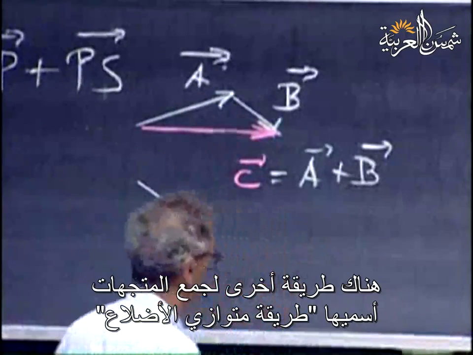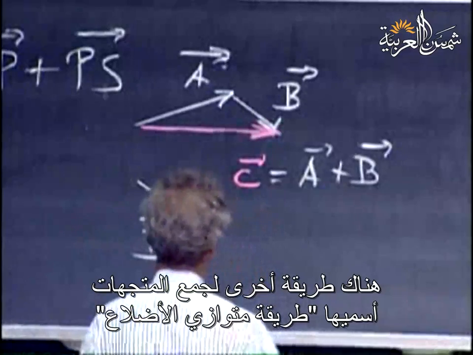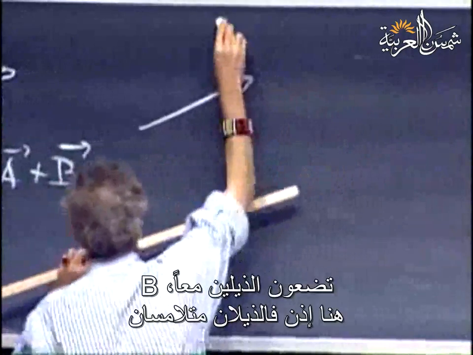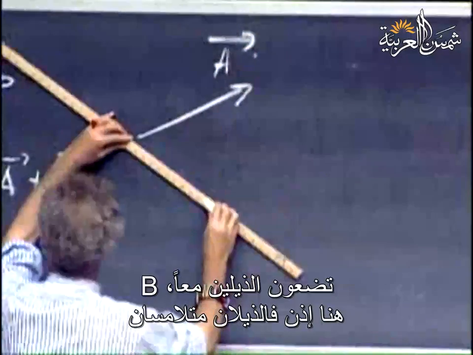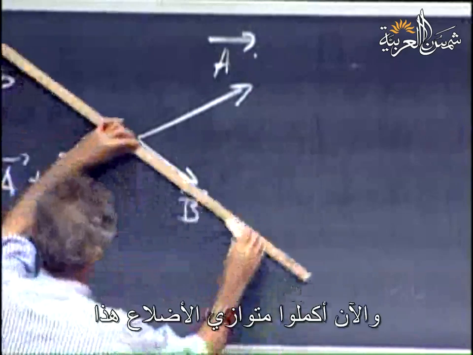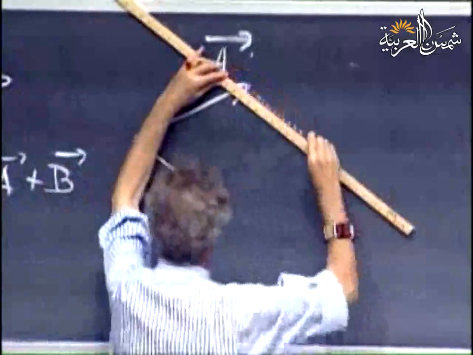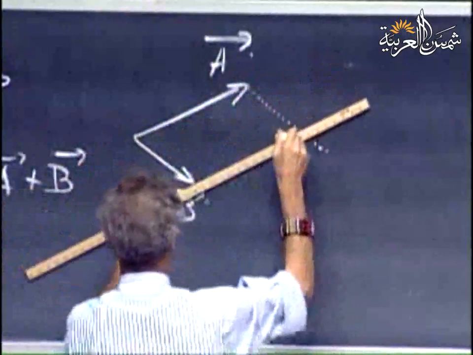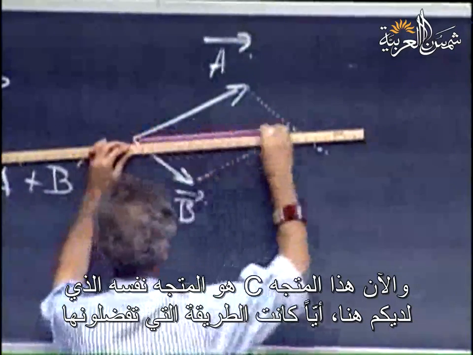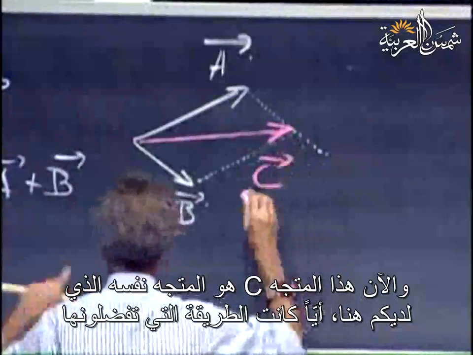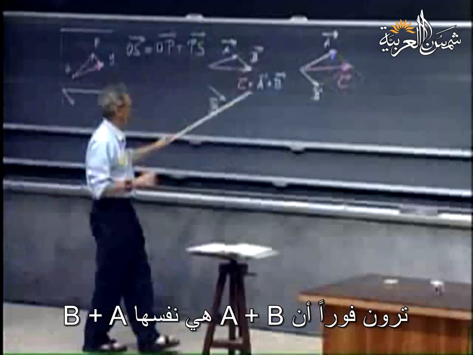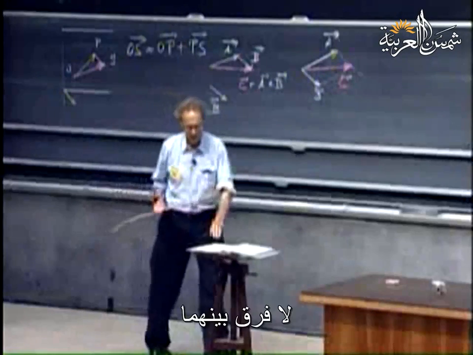There's another way you can do it, and I call that the parallelogram method. Here you have A. You bring the two tails together. So here is B now. So the tails are touching, and now you complete this parallelogram. And now this vector C is the same vector that you have here, whichever way you prefer. You see immediately that A plus B is the same as B plus A. There is no difference.